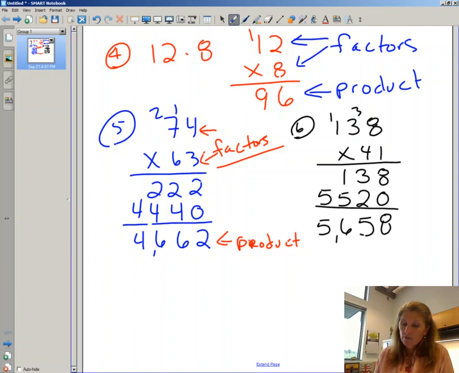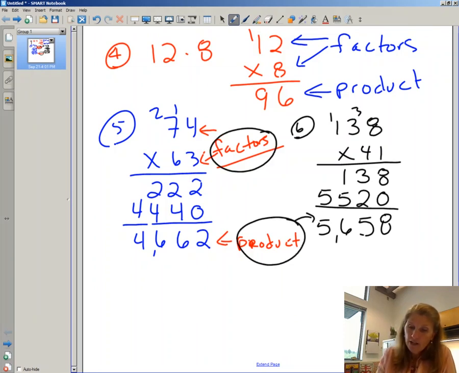6, 5. Hopefully by now you could label the product and the factors. And it looks like this. The product is your answer, and the factors are the numbers that you started off with, 138 and 41.